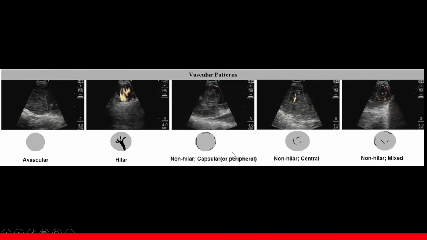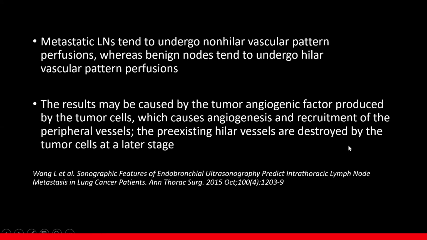If we see non-hilar, central, peripheral, or mixed patterns, it favors metastatic lymph nodes, because benign lymph nodes have a hilar vascular pattern.